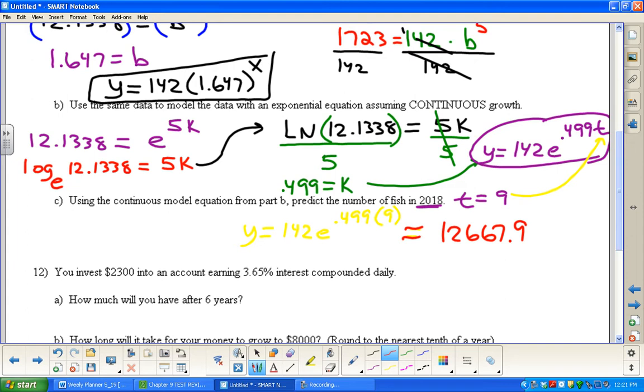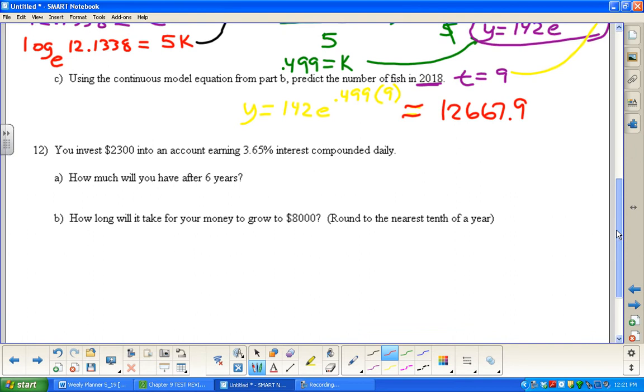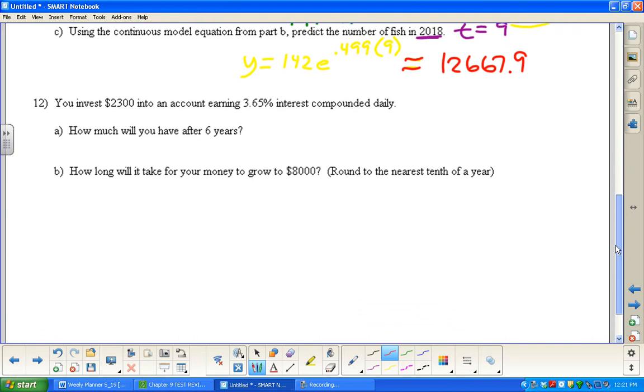Okay, and last one, a little interest problem, gaining interest in a bank account. This one, they're calculating your interest daily, so it's not a continuous case. If it's continuous, it'll just say the word continuous, and that's when you'd use the E formula. But in this one, it's not.